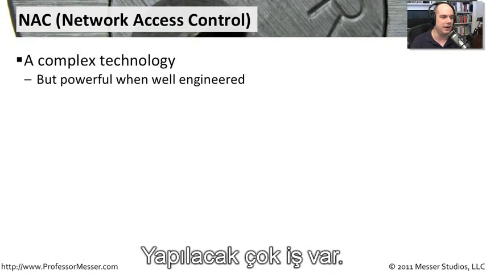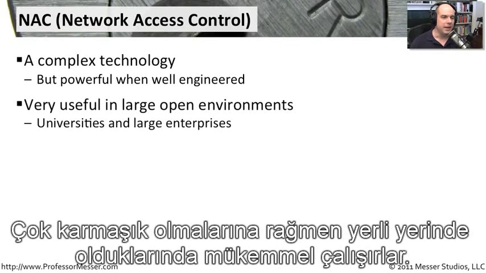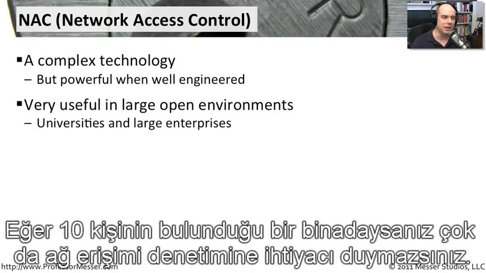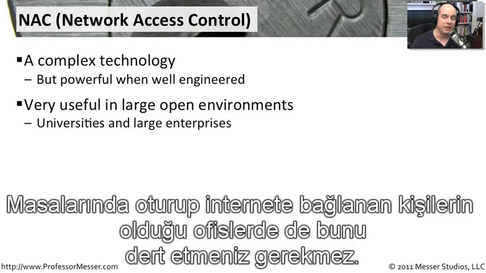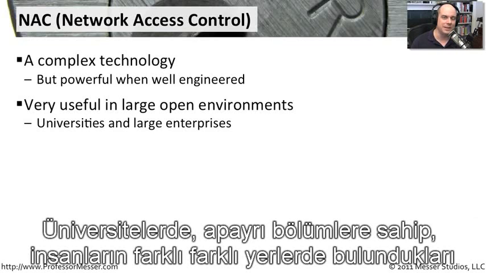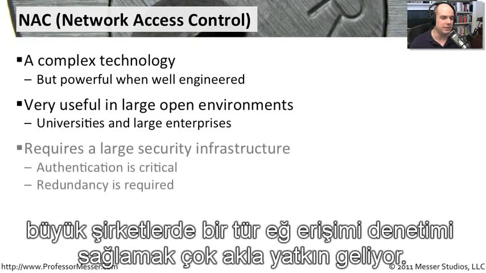It's a lot of work to get that there. And although it is very complex, you put it in right, it's really going to work well for you. You most often see this in very, very large environments. You're not going to run into a lot of network access control requirements if you're in a building of 10 people and you don't have to worry so much in that small office of who's got access to the network. You can see they're sitting at their desk and they have access to the network. But in universities, in large enterprises, in environments that are very diverse, you have people in many, many different locations, geographically spread out. It makes a lot of sense to think about some method of network access control.